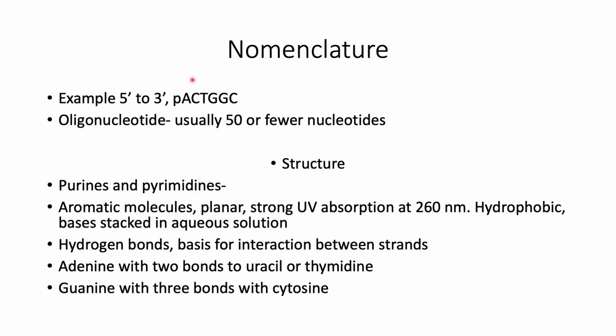So when we look at nomenclature, we can have, for example, P, which represents a 5' end, and then the single letter abbreviation. So adenine, cytosine, thymine, guanine, cytosine. Oligonucleotides are generally 50 or fewer nucleotides. And for the structure, we talk about purines and pyrimidines.